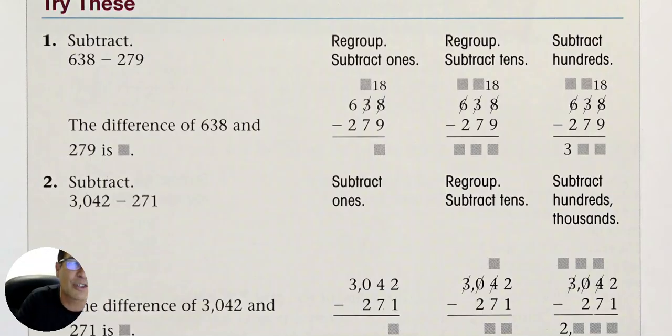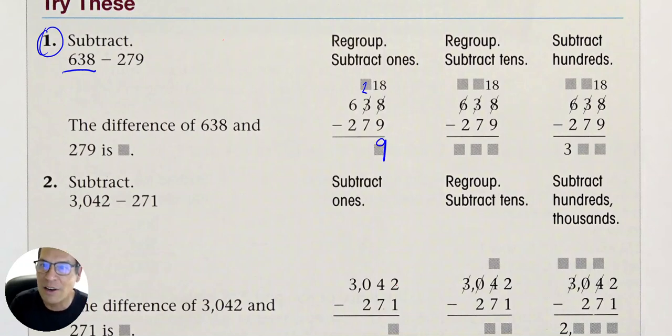All right, let's do our try these. In our first try this, we're going to subtract 279 from 638. So over here, we start with the ones place, and we're going to borrow 1 from here, and that 3 is going to become a 2. So this 8 becomes an 18, so we subtract 9 from 18. 18 minus 9, that gets us 9.